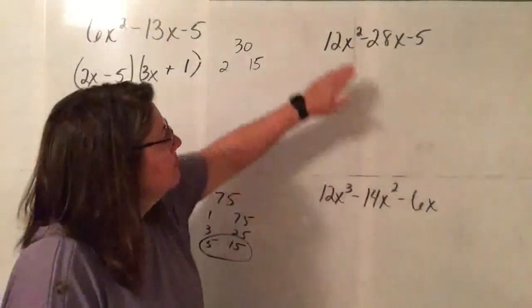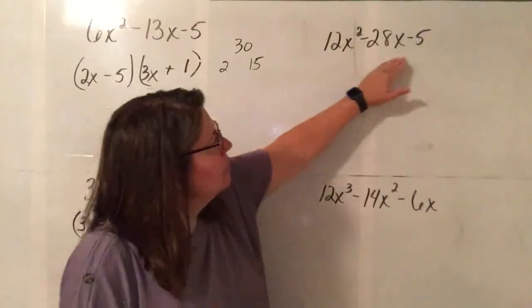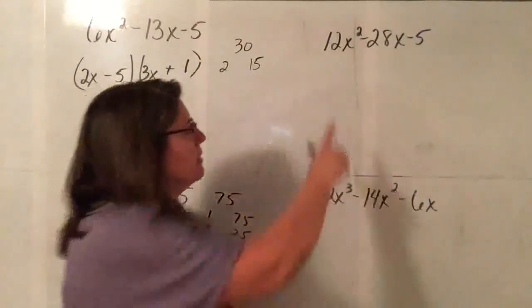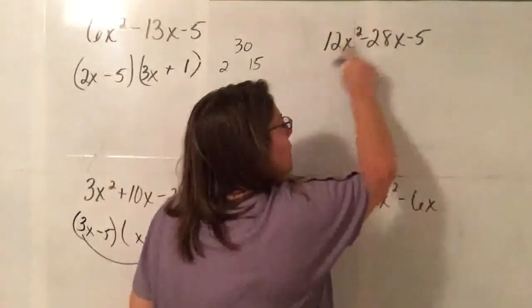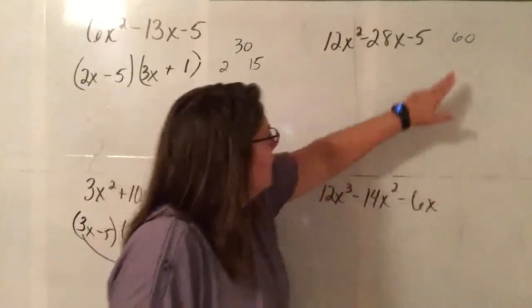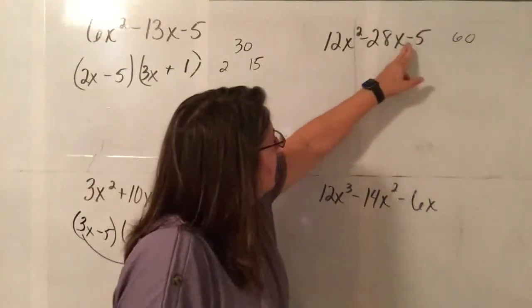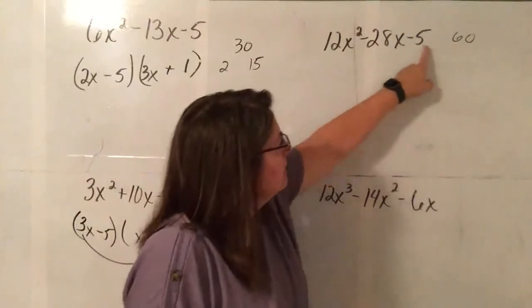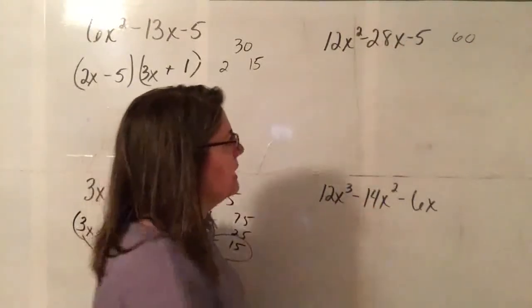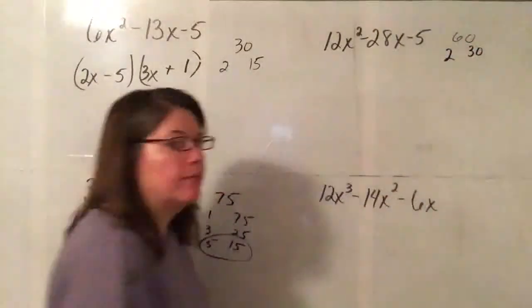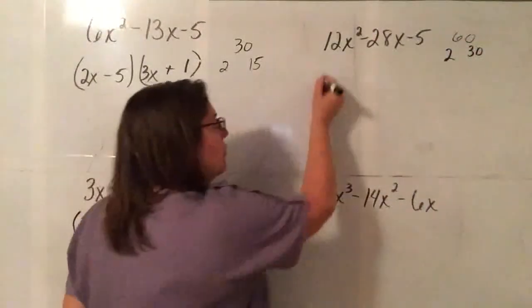Moving on to the next one. Are there any factors that come out of the whole thing? I don't think there are. So 12, the first term times the last term. 12 times 5 is 60. So we're looking for factors of 60 that subtract to give you 28. That would be 2 and 30. So we need factors that are 2 and 30.